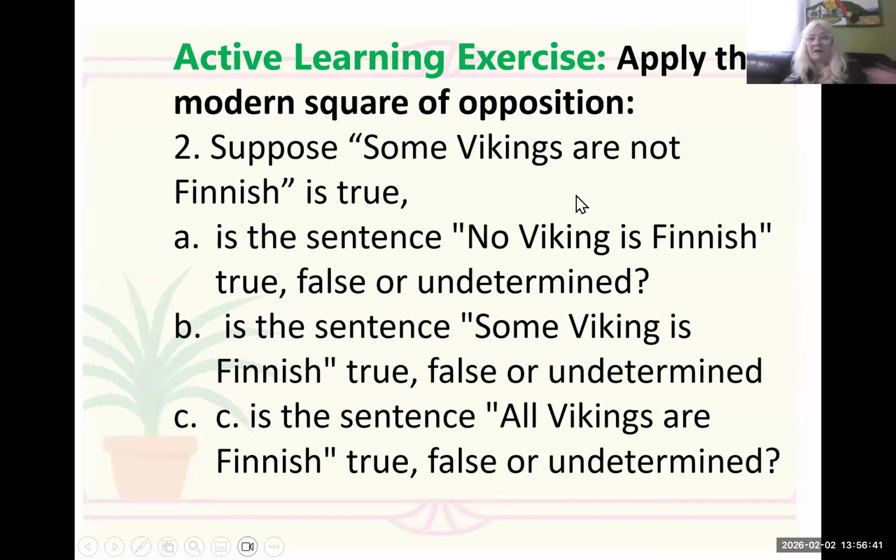Again, I want you to apply the modern square of opposition. If some Vikings are not finished is true, what is the value of no Viking is finished? What is the value of some Viking is finished? And what is the value of all Vikings are finished?